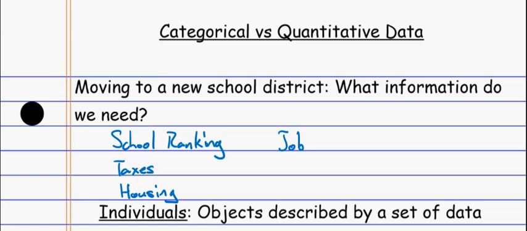Am I going to be able to make a viable career in that area? You might also look at things like crime rates. Okay, you want to make sure the area that you're moving to is safe, especially if you have kids. And along with school ranking, you might look at test scores, things like that. So these are all different variables we might look at. Any time we're making decisions, we can use statistics to do that, and that's what we're doing when we're looking at school rankings, taxes, job rates in the area, crime rates, that kind of thing. We're looking at statistics, and we're using that to make our decision.